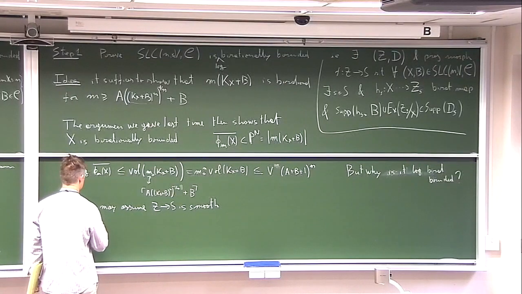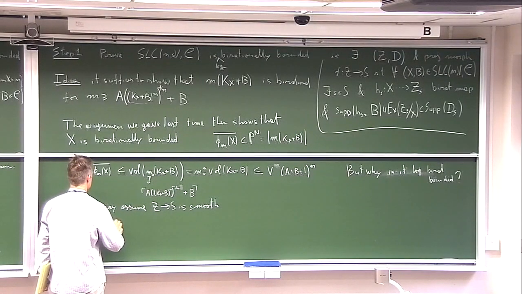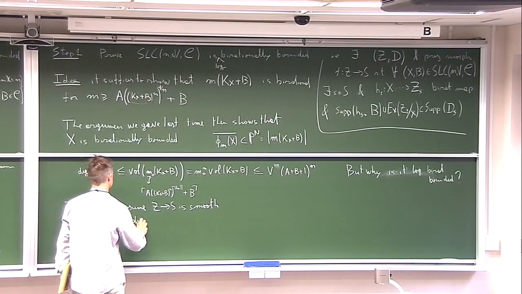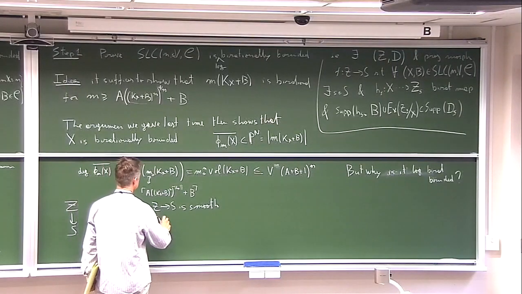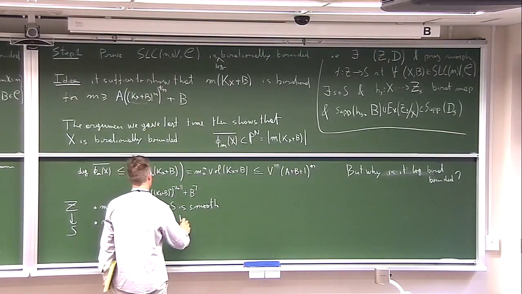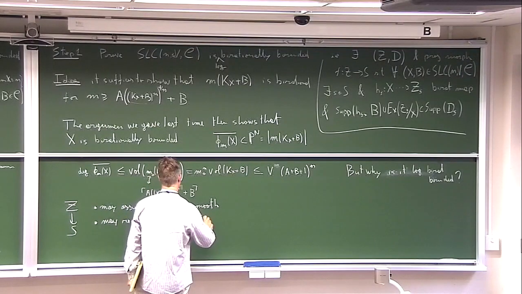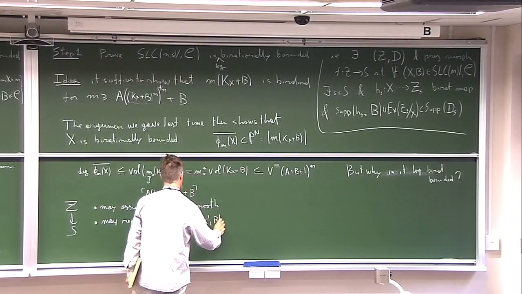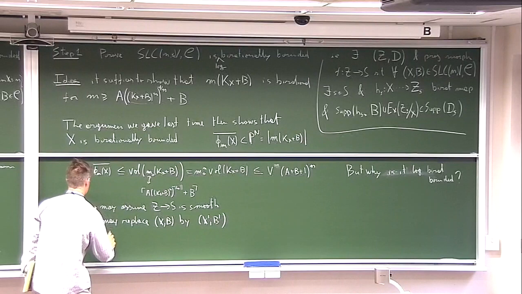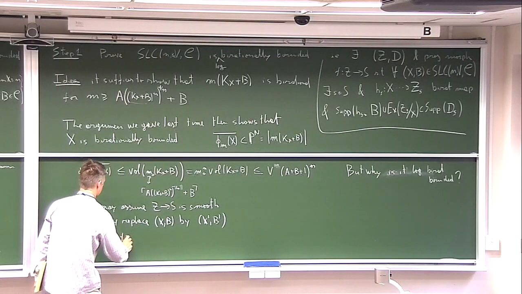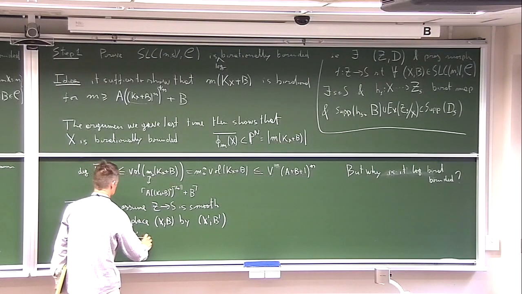So we may replace pairs of the form (X, B) by pairs of the form (X', B') with the property that f from X' to X is birational.